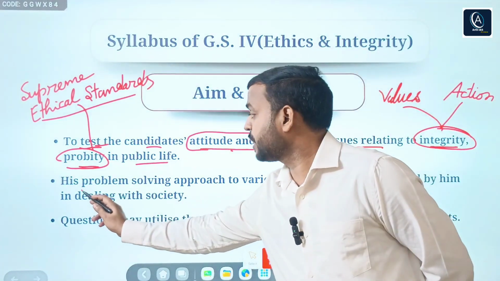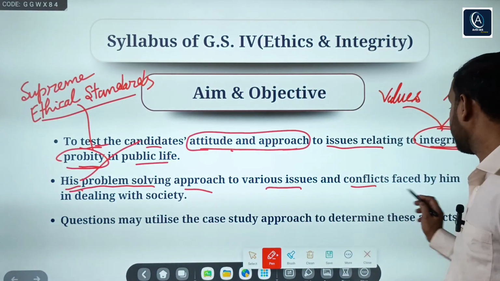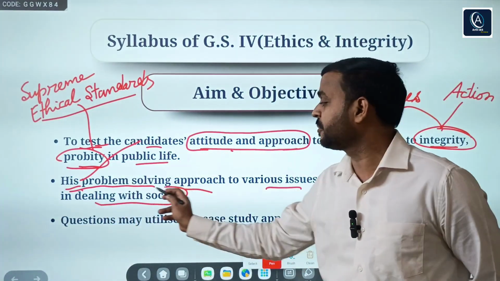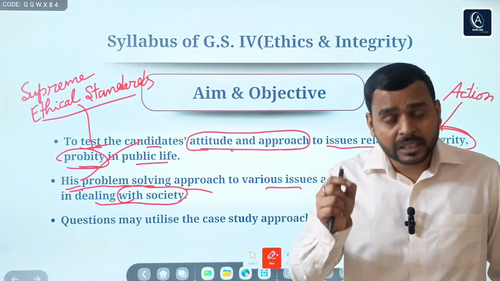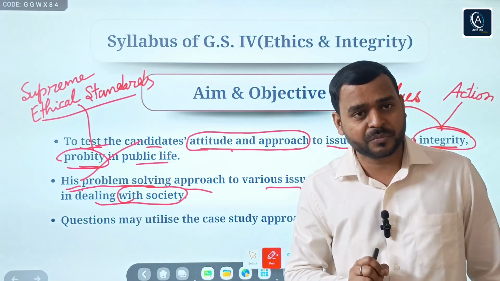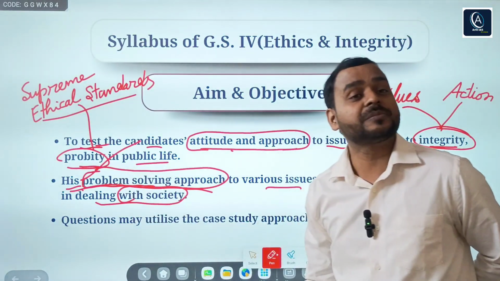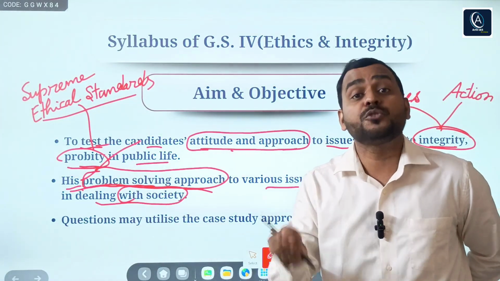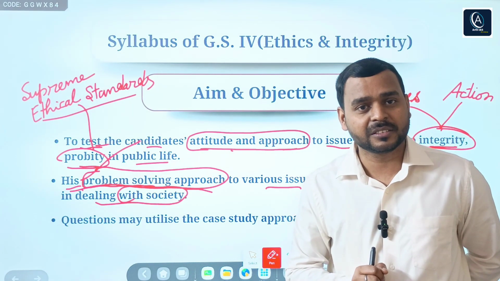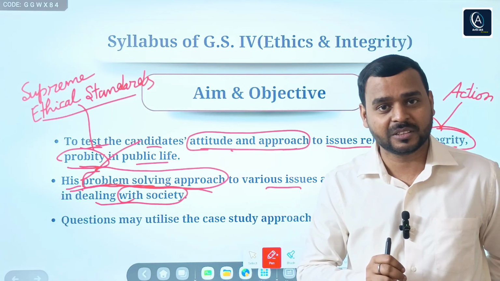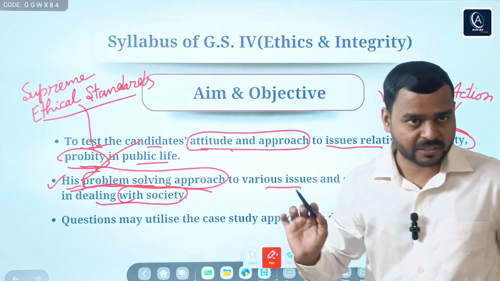Second, it tests the candidate's problem solving approach to various issues and conflicts faced by him in dealing with society. Obviously, when you become a civil servant, you will have to deal with people. You will have to work in the society. So your problem solving approach is tested. What is your problem solving approach? Are you afraid of problems or are you a solution provider? Are you scared of problems or do you provide a way forward? Again, it is tested in this paper.